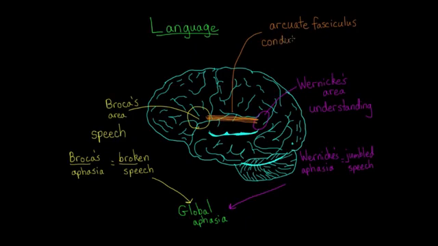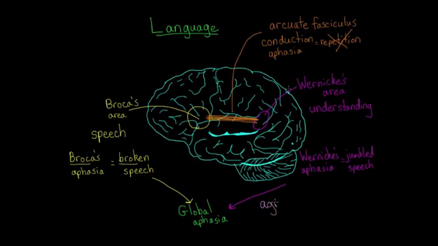When this connection is damaged, people experience something called conduction aphasia. Their ability to conduct information between listening and speaking is disrupted, which makes them unable to repeat things even though they understand what's being said. It's pretty crazy. And once you think about how many language-specific functions you do every day, you might wonder how many different types of aphasia there are. And the answer is a lot.